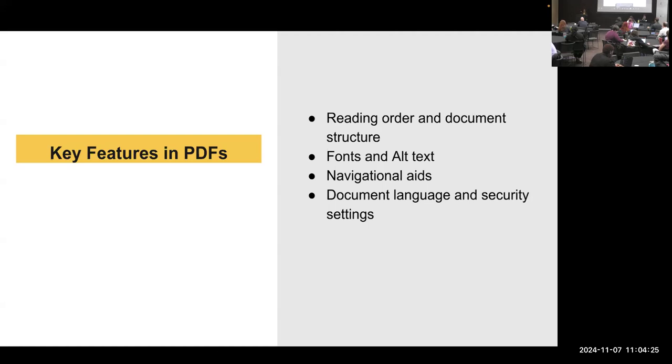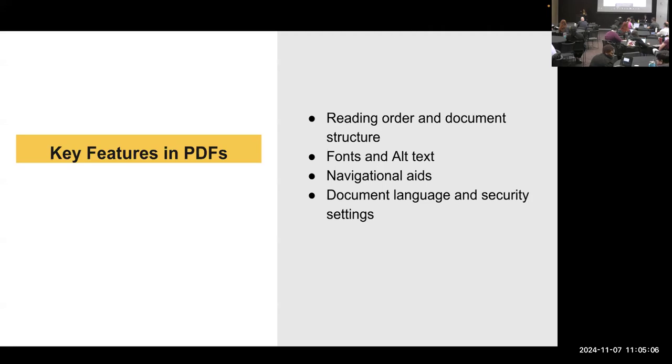Navigational aids such as a table of contents. If it's a really large document, a table of contents would be really helpful, bookmarking and things like that. Even the links, appropriate links. I mean, the screen reader will read whatever is in the document, but for the document to be nice to read, to have a good experience reading the document, we need to make it more accessible. Then the document language, there are settings for setting up the language. So if the document is in a different language, the screen reader can adapt to that. And then there are some security settings.